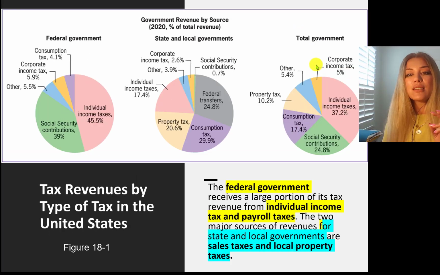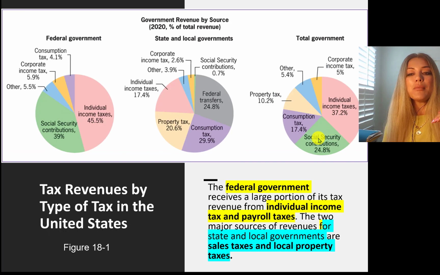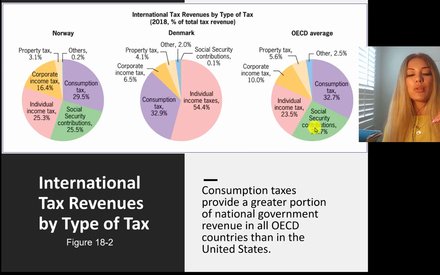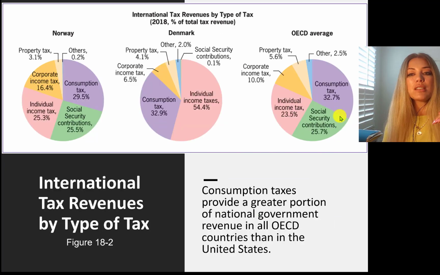Okay, so let's compare it with the USA. Individual income tax in the USA is 37% of total, social security 25%, consumption 17%. As you can see, in the OECD consumption is about 33%. So in OECD countries, consumption taxes make up the majority of the tax revenue. That's an indirect tax, remember. Social security is about the same, 25.7%. Individual income tax compared to the USA is 37% versus 23% in the OECD.